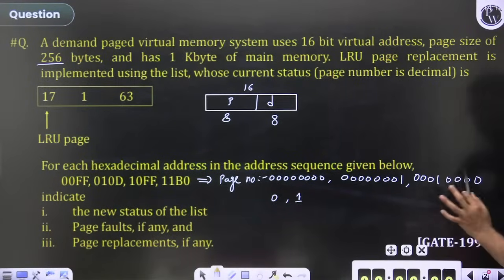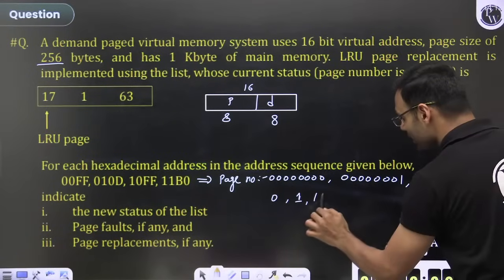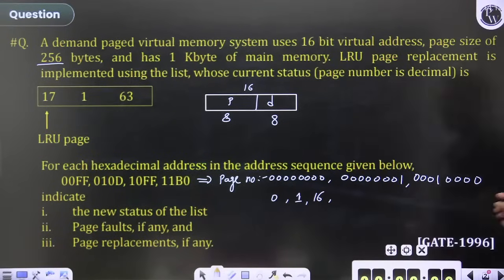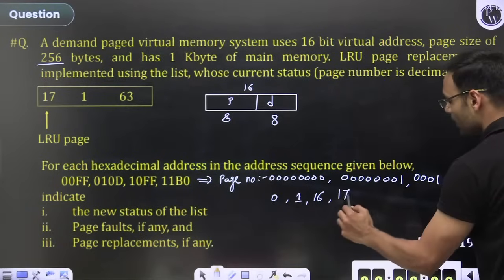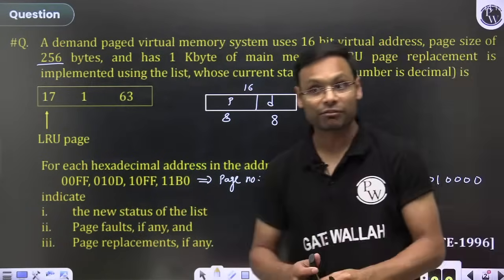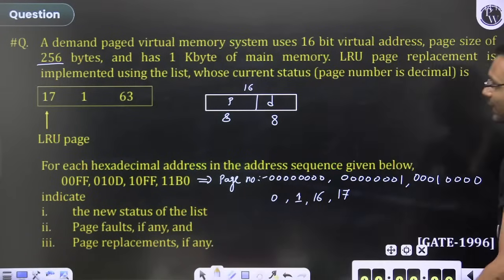10 of hexadecimal is actually 16 of decimal, page number 16. And here is 1, 1. Of course, 1, 1 will be 17. So these 4 pages CPU is referring one after another, page number 0, then 1, then 16, then 17.